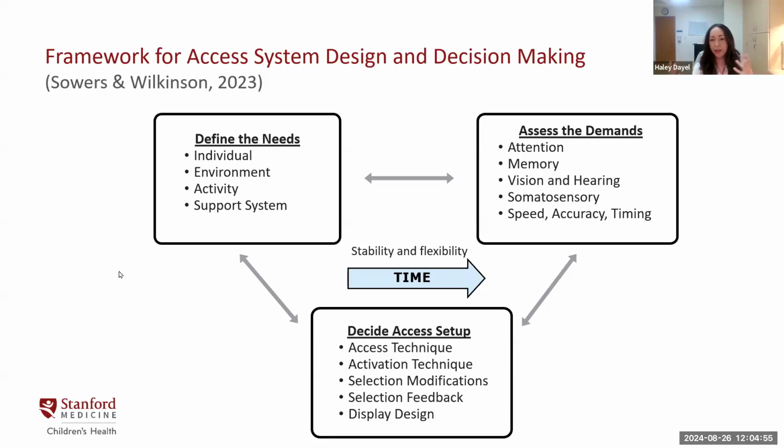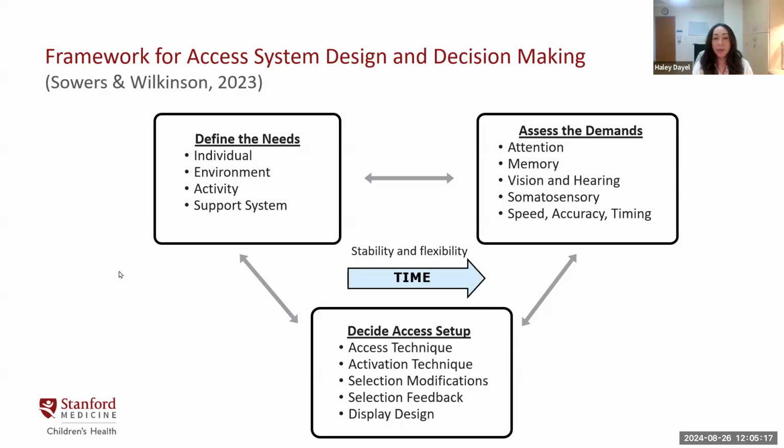These needs and demands are both going to influence our decisions about an access setup. Any access setup is probably going to involve certain trade-offs. So for example, if there's an AAC user who really needs to be very accurate, they might need to make a compromise on speed because AAC tends to be so much slower than communicating by speaking.